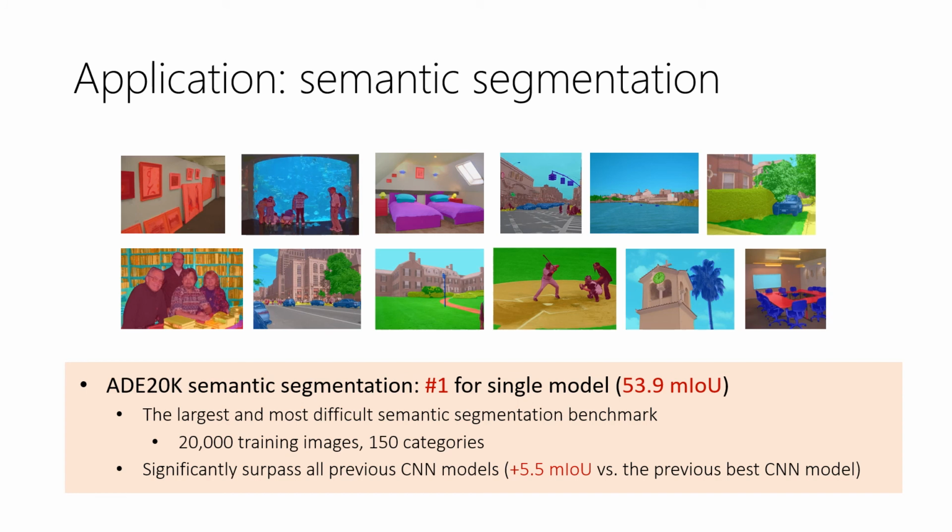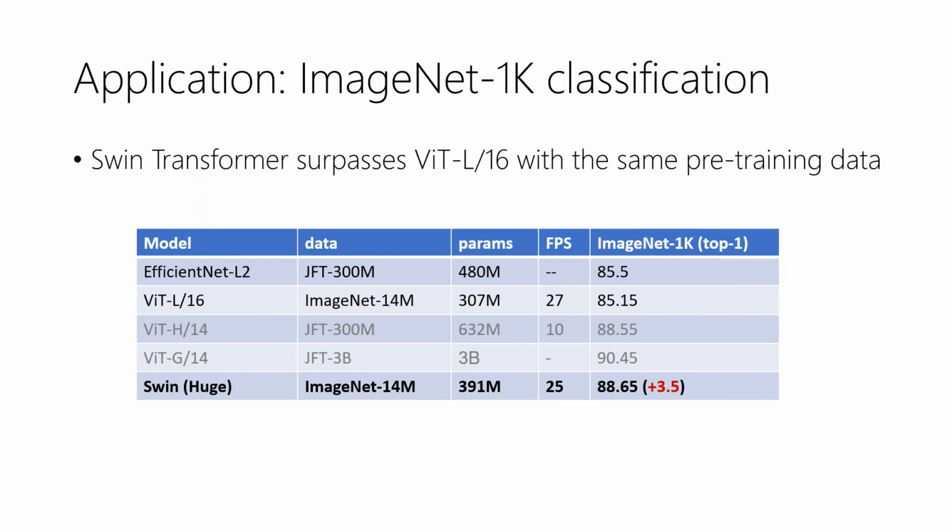The second application is semantic segmentation on ADE20K. It also surpasses all previous models by a large margin. That is, this model is 5.5 higher than the previous best model. On ImageNet 1000 image classification, although ViT is leading the leaderboard, Swin transformer is 3.5 points better than ViT with similar model size, computation, and pre-trained dataset.